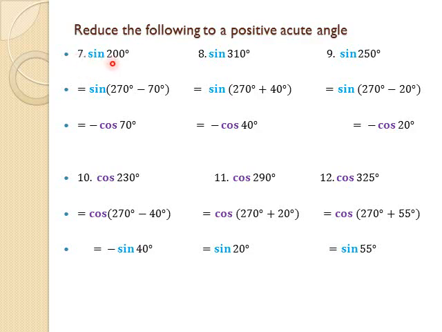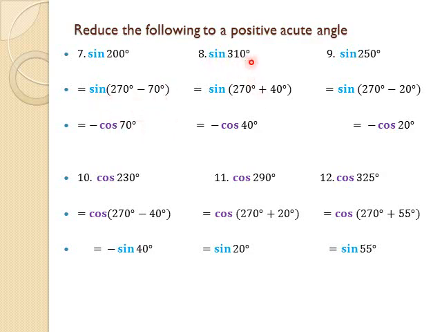Right, now there we have sine 200. So these are not tested at school level, but we need to understand and know it for university problems. So 200 can be written as 270 minus 70 degrees. 270 minus 70 falls in the third quadrant. The third quadrant sine is negative, but 270 changes sine to cos. So therefore it becomes negative cos 70.